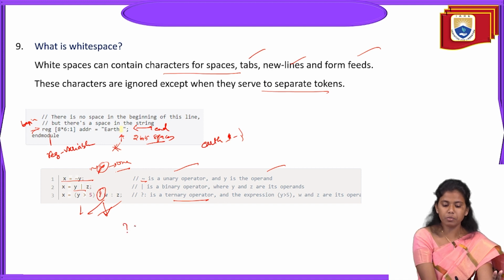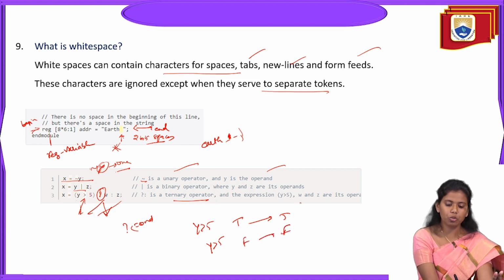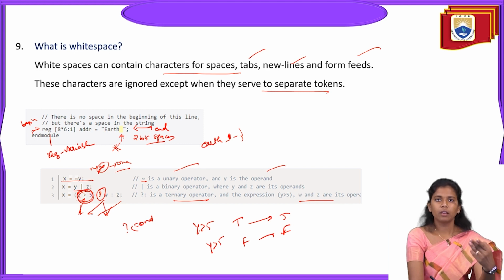And here, if you observe the conditional operation, the expression is y greater than 5. If y greater than 5 is true, then the output goes with true. If y greater than 5 is false, then obviously the output goes to false. So w and z are the operands, and with respect to this operation, we can recognize whether the given statement is true or false. So this is how we can make use of the ternary operator.